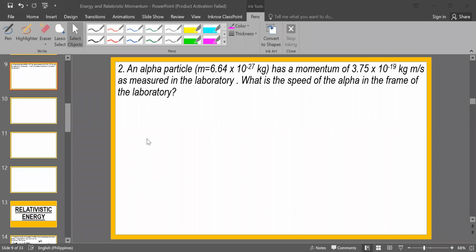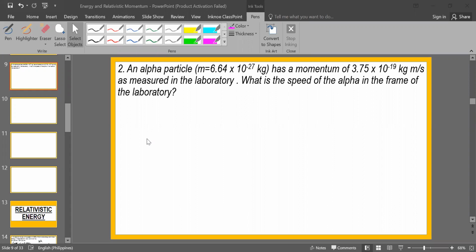Okay, ang problem solving ngayon ay ang part 2 ng relativistic momentum video tutorial natin. At sa part na to, we're going to compute this problem right here by means of looking for the value of the speed of this alpha particle which this problem is referring to. So let me read the content.